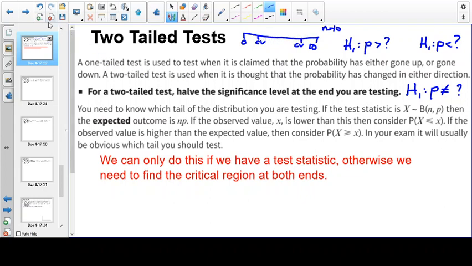Just to show you that, I'm going to work through 4 or 5 examples. For consistency, I'm going to work out the critical region or the critical regions first, even though I've got a test statistic, because these questions can get slightly more complicated, so I'm going to use the same approach each time.